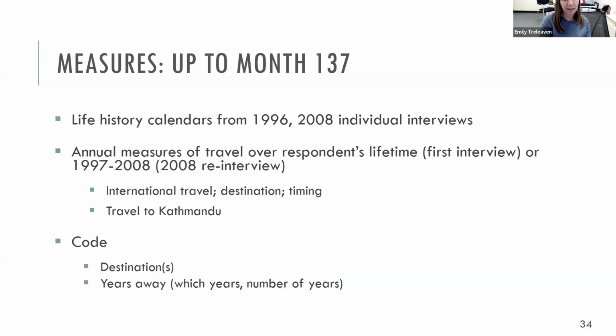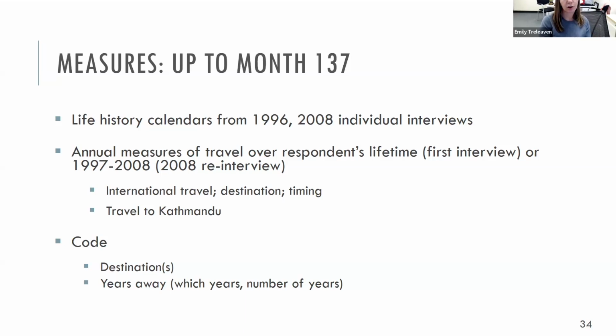So in 1996, those were annual measures over a respondent's lifetime, or in 2008, if that was their first interview. And then from 1997 to 2008 for respondents who were re-interviewed in 2008. And the event history calendars collected information on which years a respondent engaged in any international travel, and then if so, what country or countries did they go to? And then also whether respondents had traveled to Kathmandu.